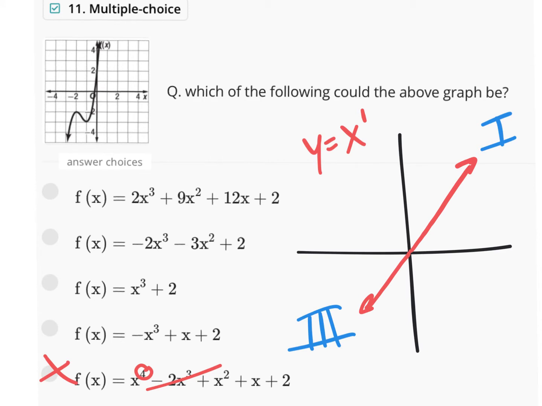Okay? So we know that this odd degree function has a leading coefficient that's positive. So this guy that has the same end behavior in quadrant 3 and quadrant 1, it must have a positive leading coefficient. And as you can see, this one's negative, which would cause the end behavior to flip. Okay, so you could eliminate the ones that have a leading coefficient that's negative. So you could eliminate this guy, you could eliminate that guy. So we're down to 2 options. It's either this long one or this simple one.